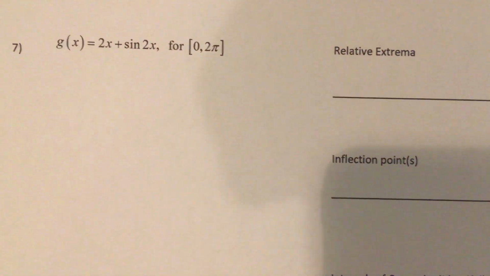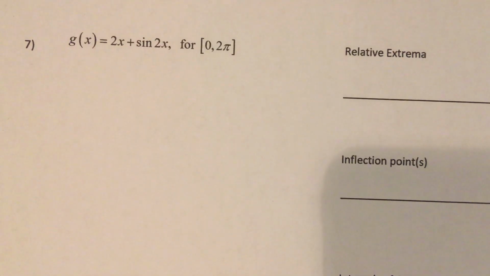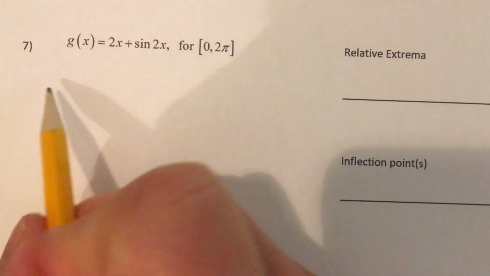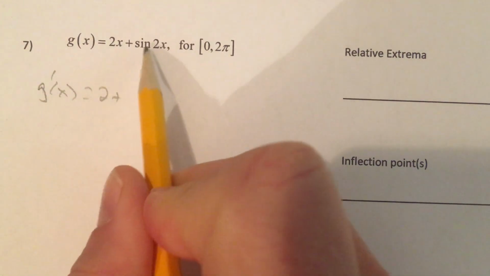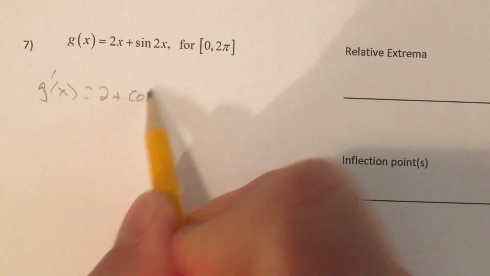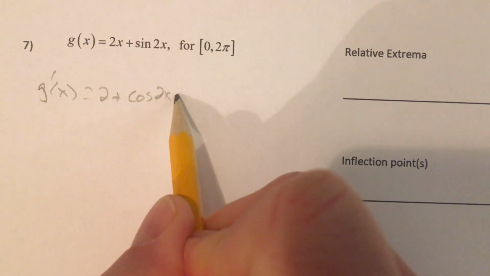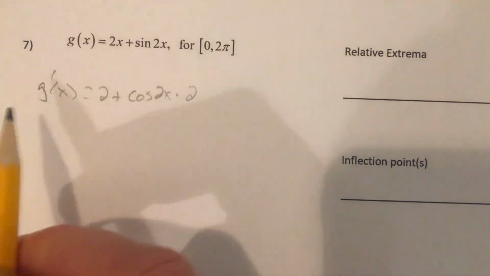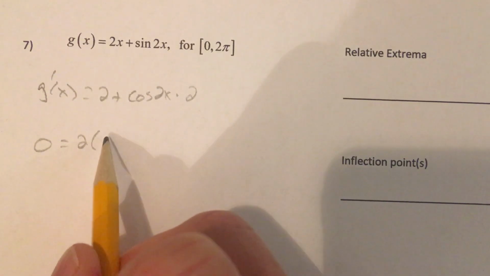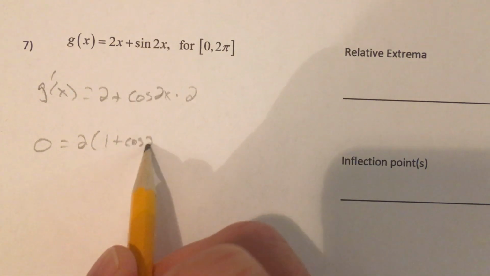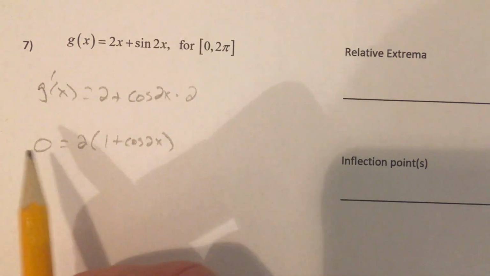All right, these are the answers to the last 2 pages of our quiz 3334 review. So for this one, we're going to take the derivative, which is 2 plus the derivative of sine, which is cosine, leave the 2x alone, then times 2. I'm going to set that equal to 0. In doing so, I'm going to go ahead and pull a 2 out, and I can divide by that 2.